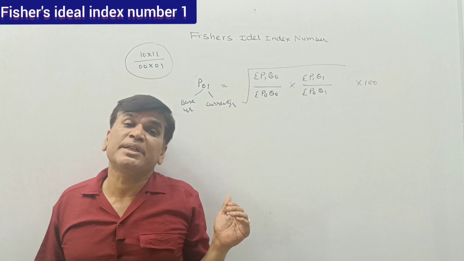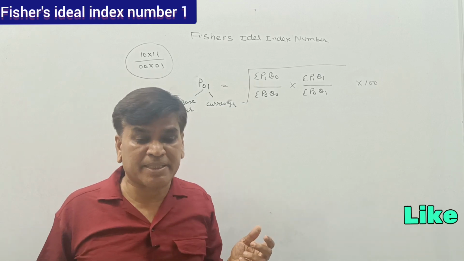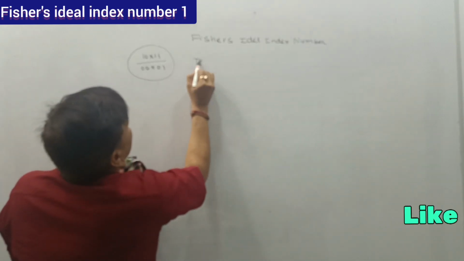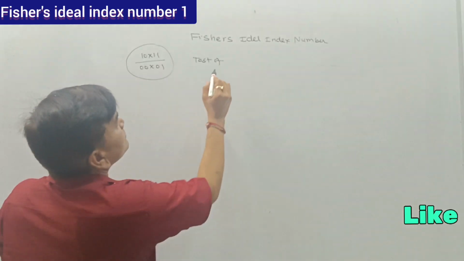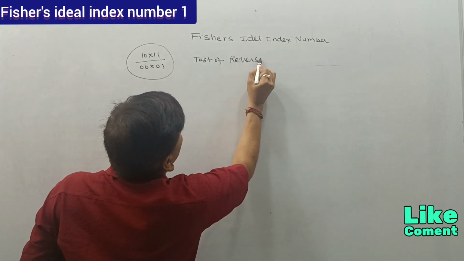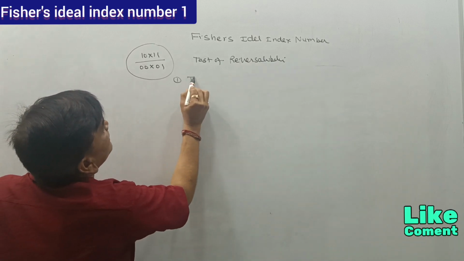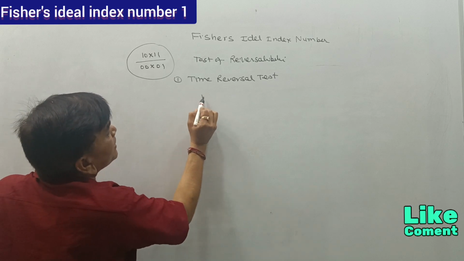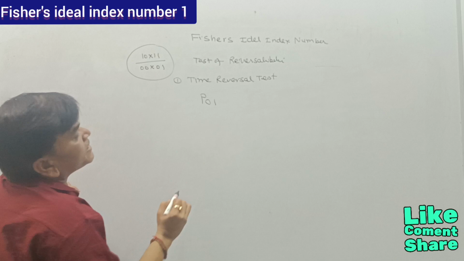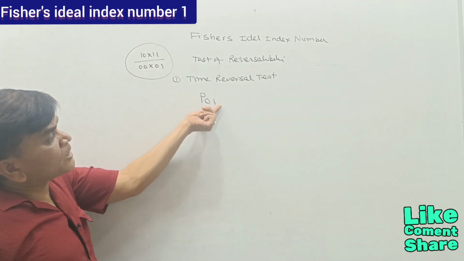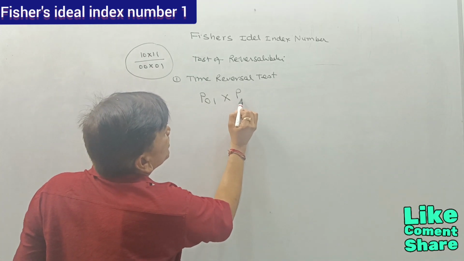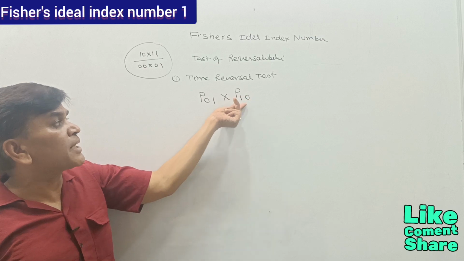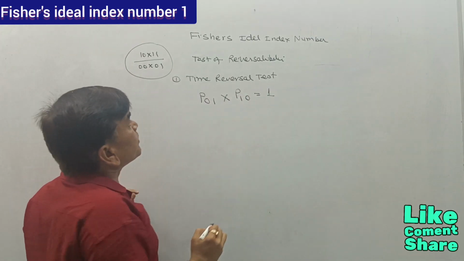This method is called the ideal index number because it satisfies the reversal tests. So we have the tests of reversibility. First one is the time reversal test. Time reversal test means the price index of the current year on the basis of the base year, multiplied by the price index of the base year on the basis of the current year, the multiplication should be 1. That is called the time reversal test.